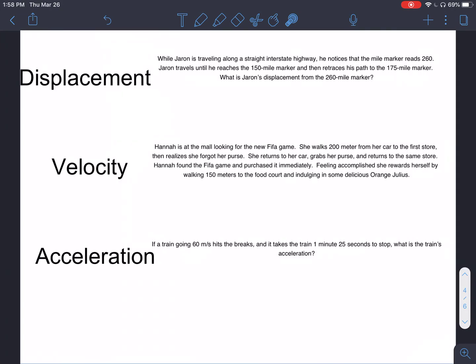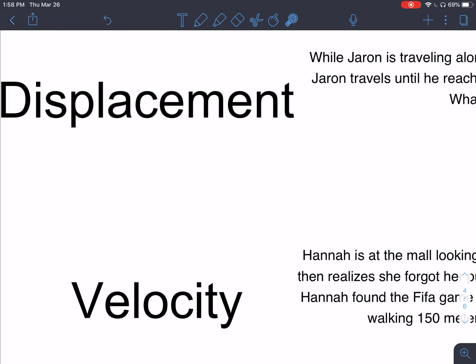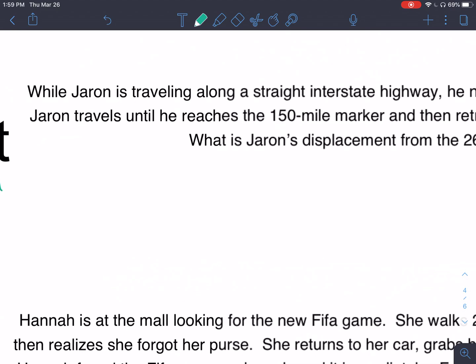So displacement, we already know displacement is the change in position. And we can calculate that, displacement being our x, by subtracting the initial from the final positions. So let's do that in this example.